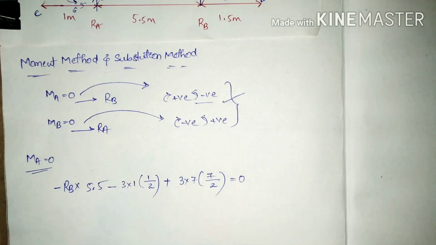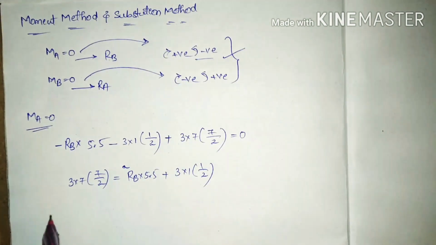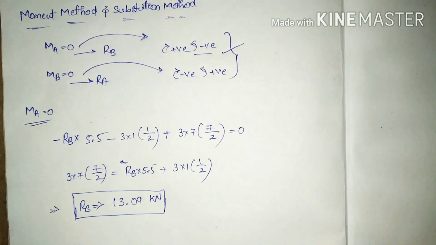In this equation we have 2 negative values and 1 positive value. I am moving the 2 negative values to the other side of the equal sign so that they become positive. Let's see how it looks. After these calculations on the calculator, the value of RB is 13.09 kilonewtons.